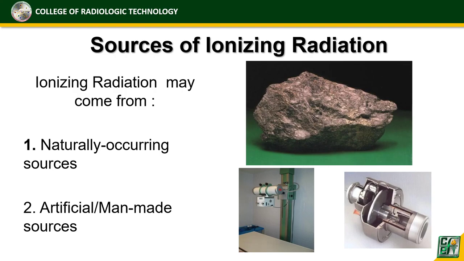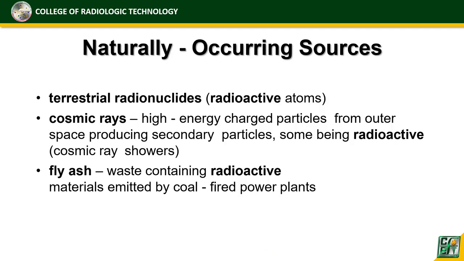Okay, now we go to the sources of ionizing radiation. So there are two sources. We have the naturally occurring sources and the artificial or man-made sources. So of course, when we say naturally occurring sources, kasama dito yung terrestrial. Okay, when we say terrestrial, it can be found sa earth, sa soil, sa caves, sa mountains, sa water, etc. So they are radionuclides or radioactive atoms that can be found in what I have said earlier.